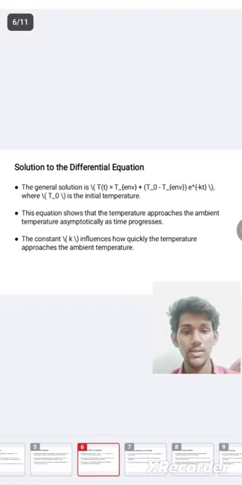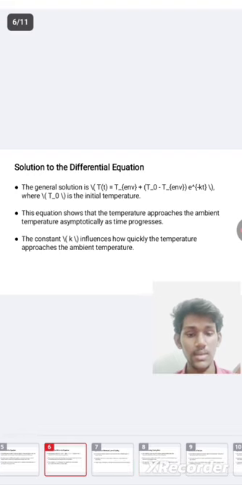Solution to the differential equation. The general solution is T(t) = Ta + (T0 - Ta)e^(-Kt), where T0 is the initial temperature. This equation shows that the temperature approaches the ambient temperature asymptotically as time progresses. The constant K influences how quickly the temperature approaches the ambient temperature.